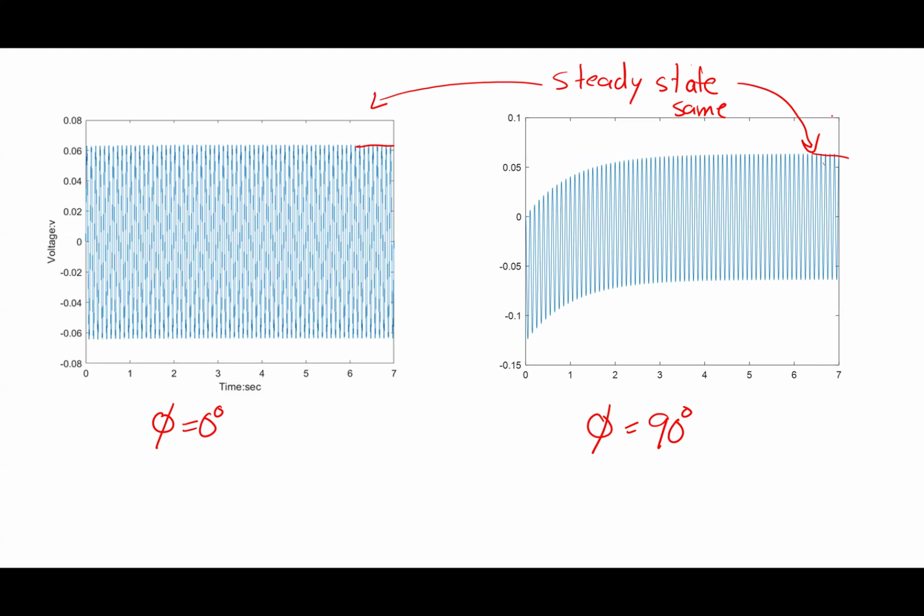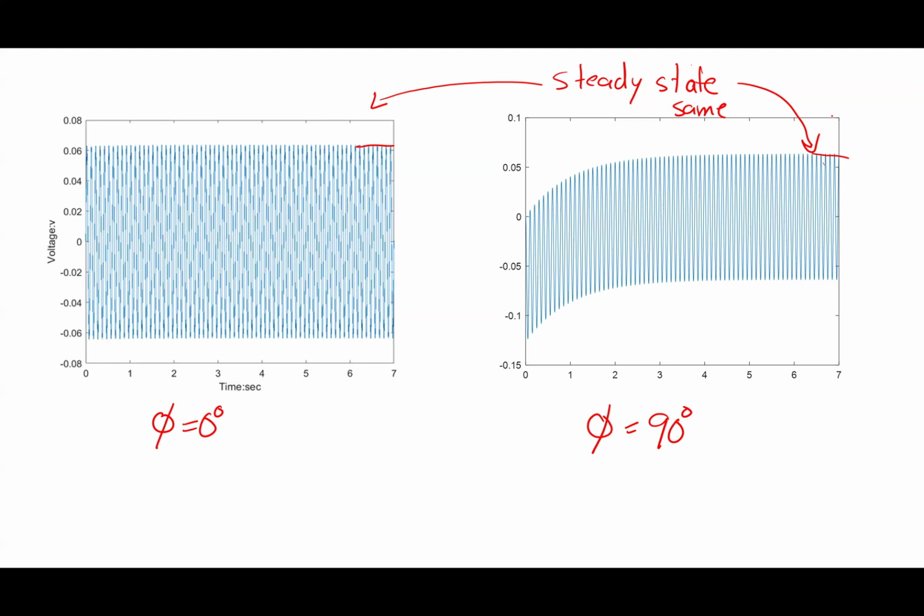What's that? Somebody said something. Why does the transient look so different? Well, because of the phase shift. What did the phase shift change? It changed the initial condition wildly. The initial condition was 0 in the first case. The second time it was different.